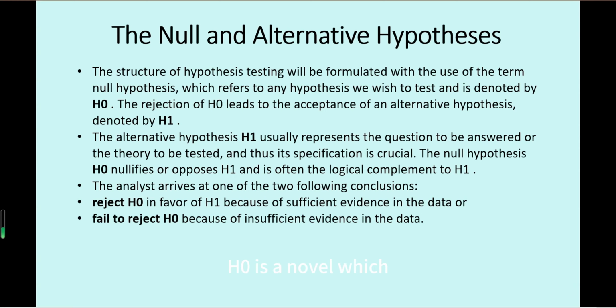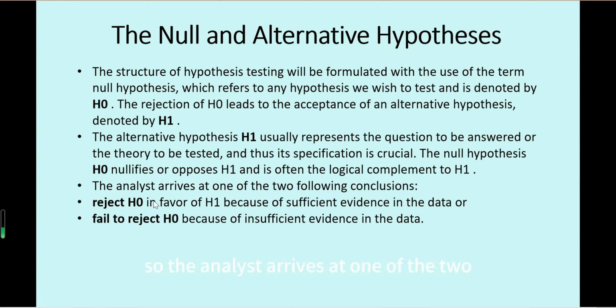Usually in scientific tests, H1 is the more interesting statement we want to test. H0 is a null, which we hope we can reject. This is the usual circumstance in hypothesis testing. So we are more interested in H1. H1 may be a new device or a new theory, right? So we hope to see H1 is true, based on firm evidence from the sample. And the null hypothesis H0 nullifies or opposes H1 and is often the logical complement to H1.